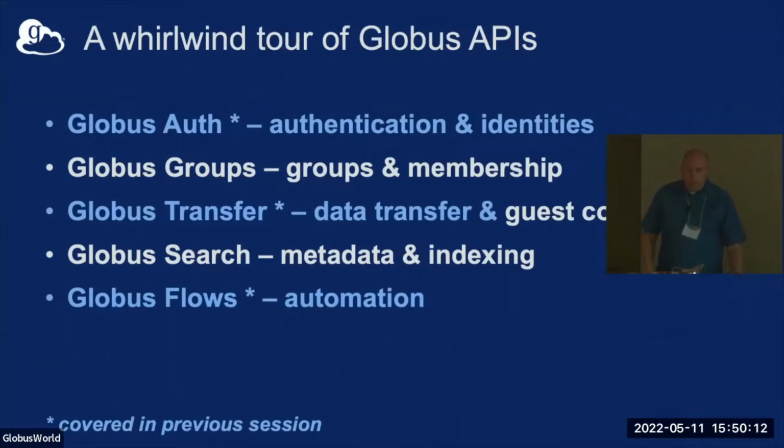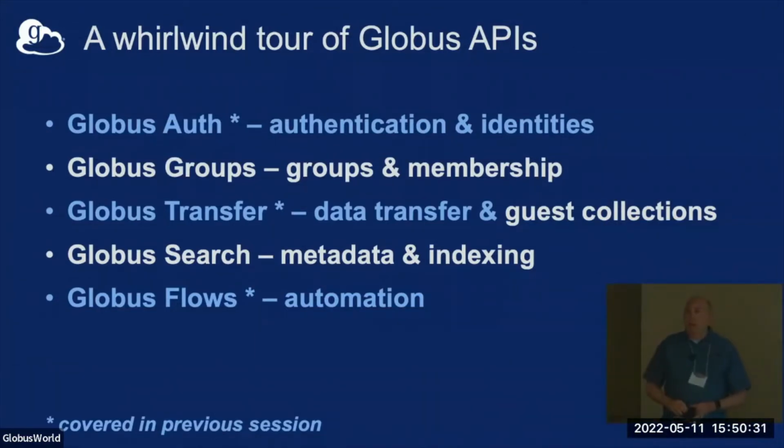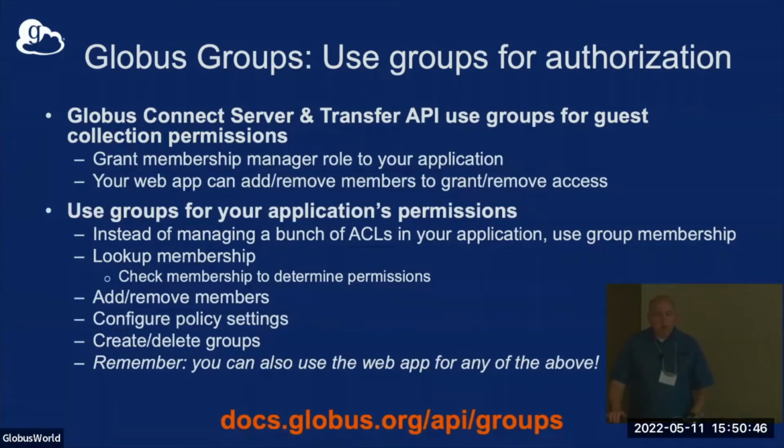All right, so I mentioned that there are 5 core APIs. We talked about 3 of them already in previous tutorials today: auth, transfer, and flows. And so I'm not going to go into those in a lot of detail. Groups, it's important, but we're not going to spend a lot of time on it. But I do have one slide on it that I want to share with you about why I think you should be using groups in your portals. And then I'll tell you a little bit about the search API, since we haven't covered it yet today. All right, Globus Groups for authorization.